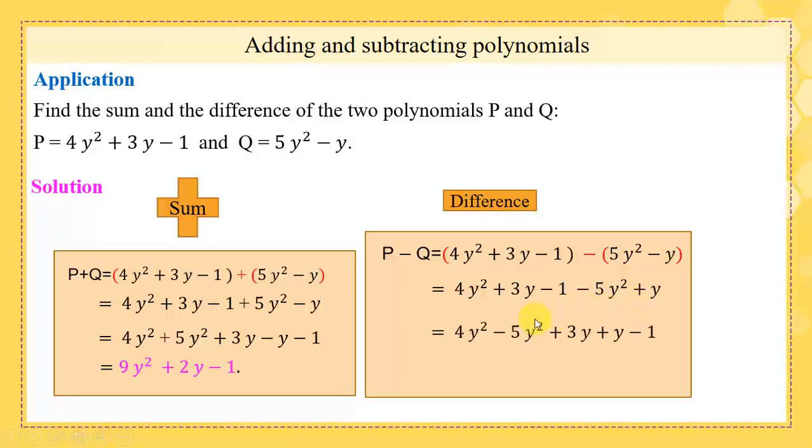In the second step, we arrange similar terms together, similar monomials. In the third step, we reduce to get a trinomial.